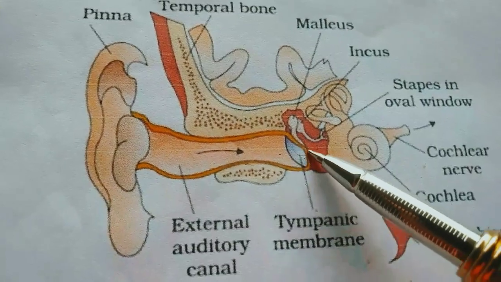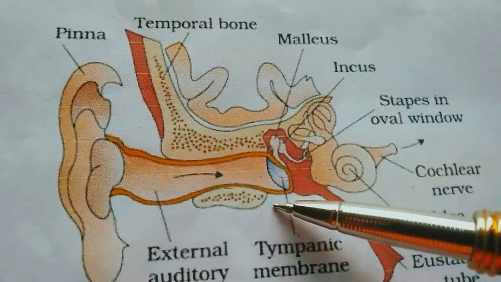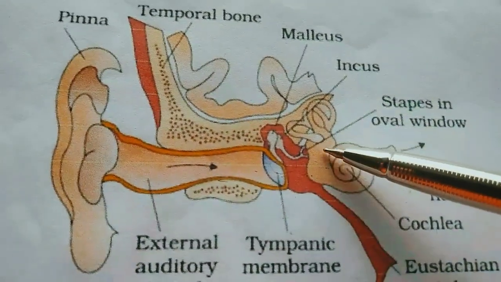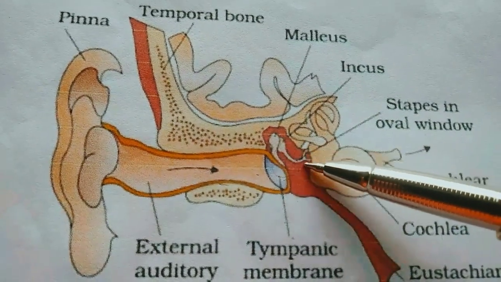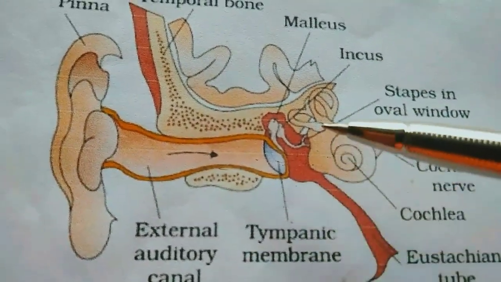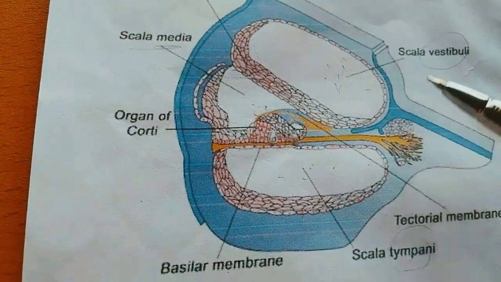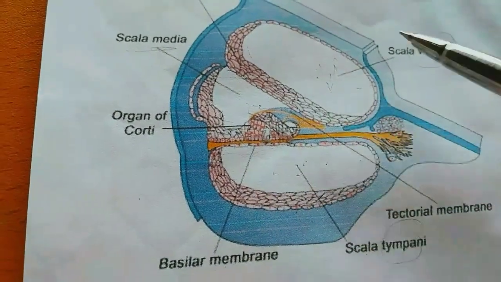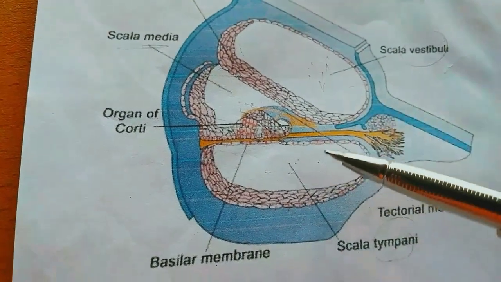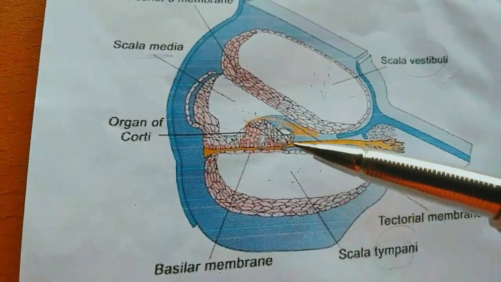The external ear collects vibrations in air and transmits them to the eardrum. As a result, the eardrum vibrates and these vibrations are transmitted to the oval window through these ear ossicles, and these ossicles increase the efficiency of the sound. From the oval window, vibrations are passed onto the fluid of the cochlea. This is the cochlea.